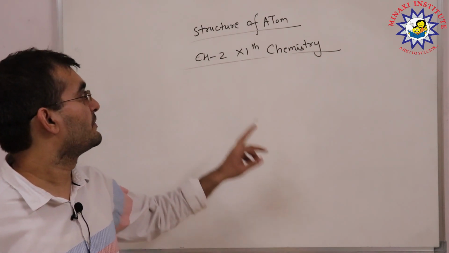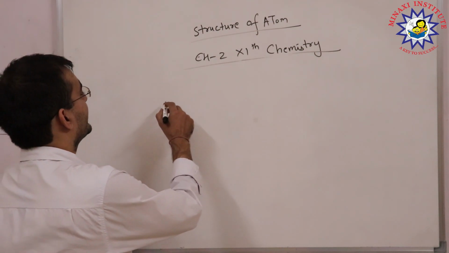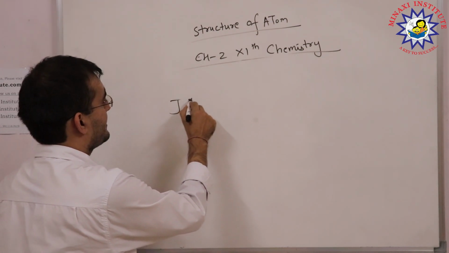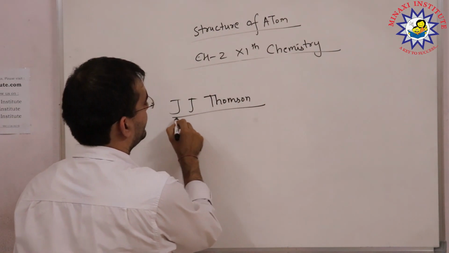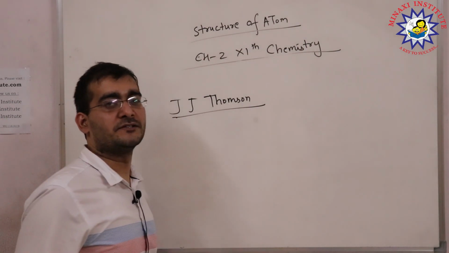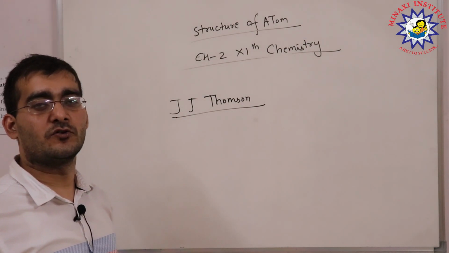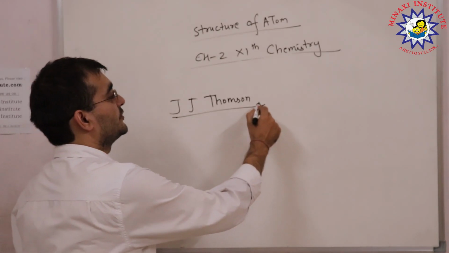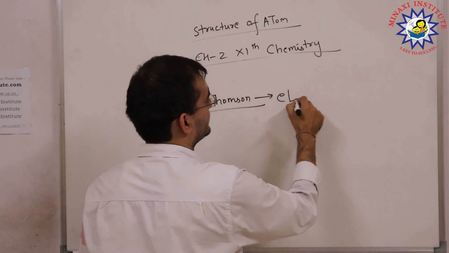We will be doing chapter 2, Structure of Atom. First we will be doing the first theory given by J.J. Thomson. He is the main person for discovering the electron. If anyone asks you who discovered electrons, this is J.J. Thomson.